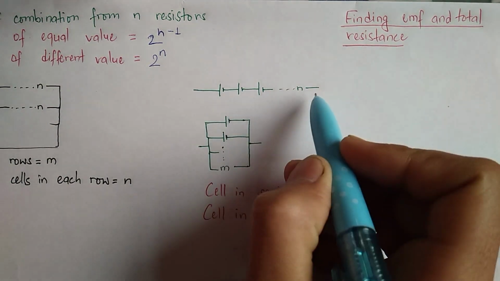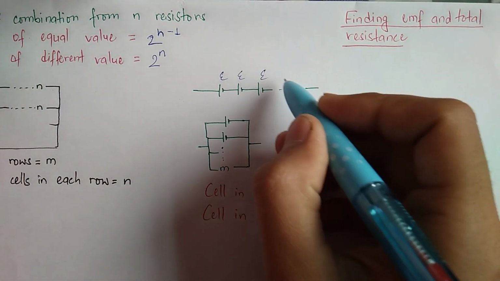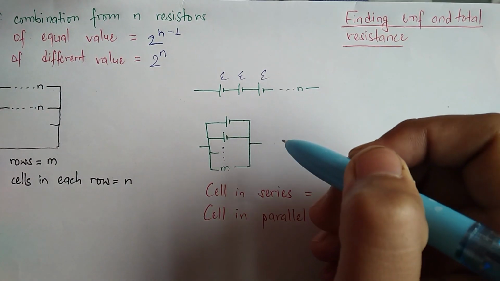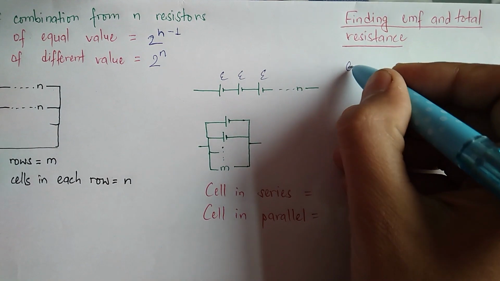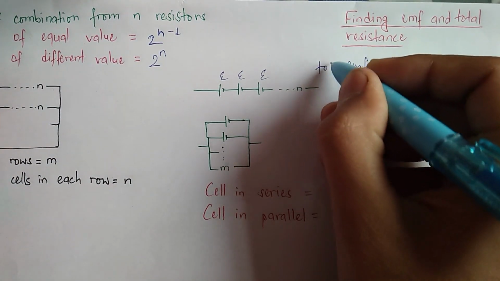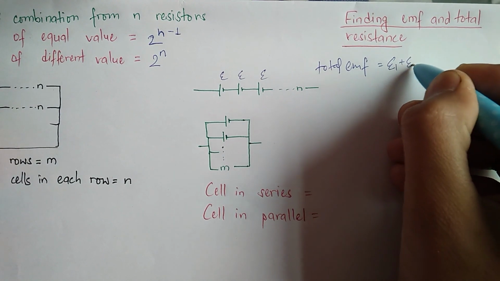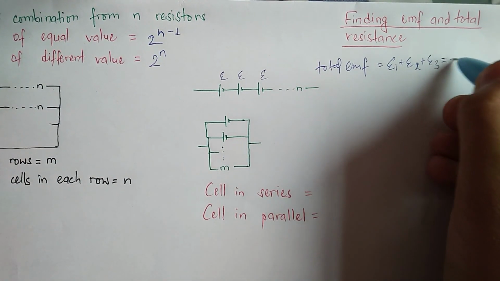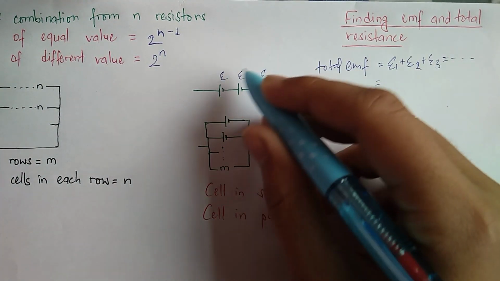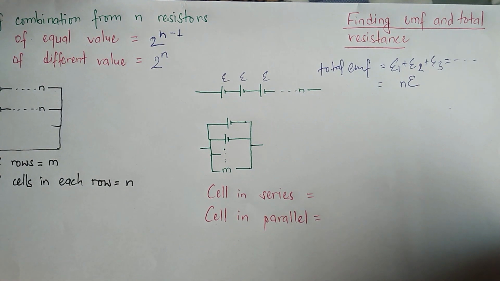Well, here is a series. If this is 1E, 1E, 1E, and there are different E's, then the total EMF will be E1 plus E2 plus E3. Well, if the EMFs are all same, then total EMF is nE.